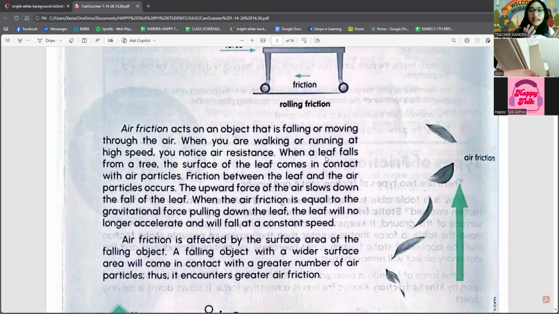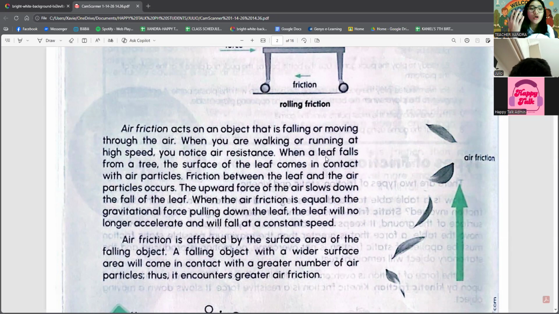When a leaf falls from a tree, it doesn't drop straight down quickly. It floats, right? It floats slowly because the air is pushing up against it. So air friction depends on the shape and size of the object.